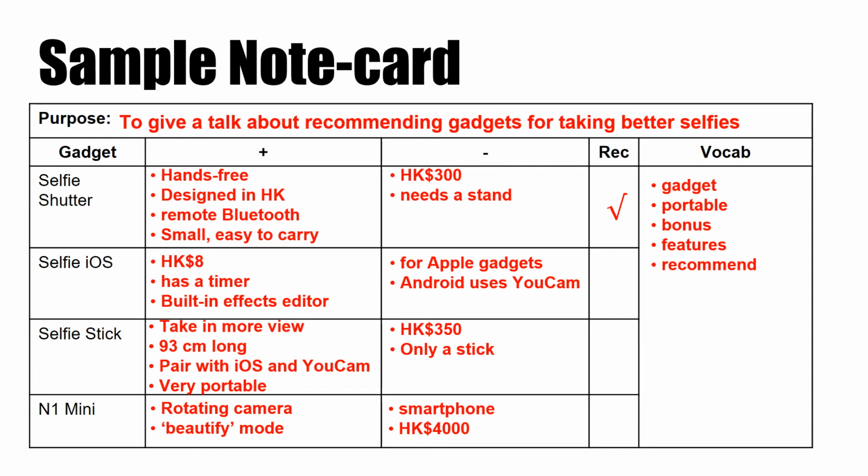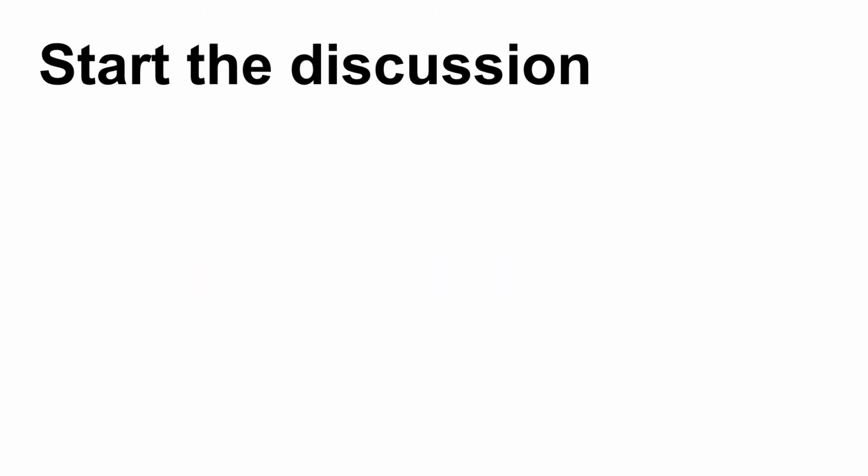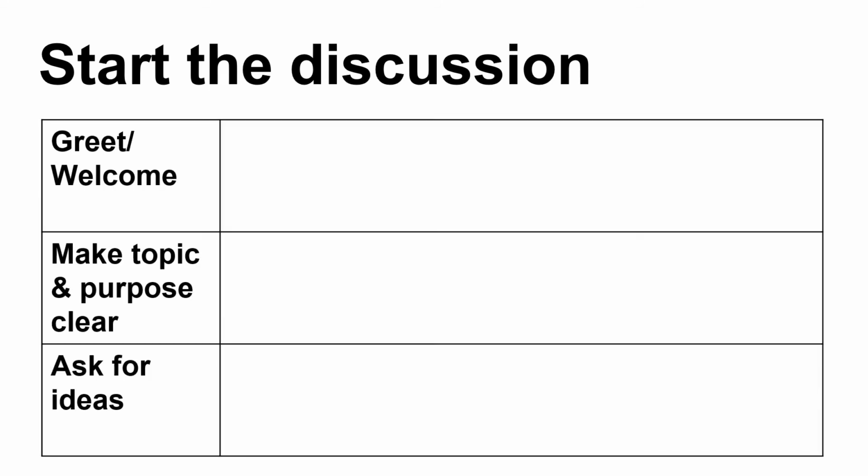Okay, now that your note card is ready and organized, we can go into our group discussion. And in this part of the lesson, I will show you different ways to discuss and interact in groups. The first thing that you can do is to start the discussion. There are three things that you need to do.